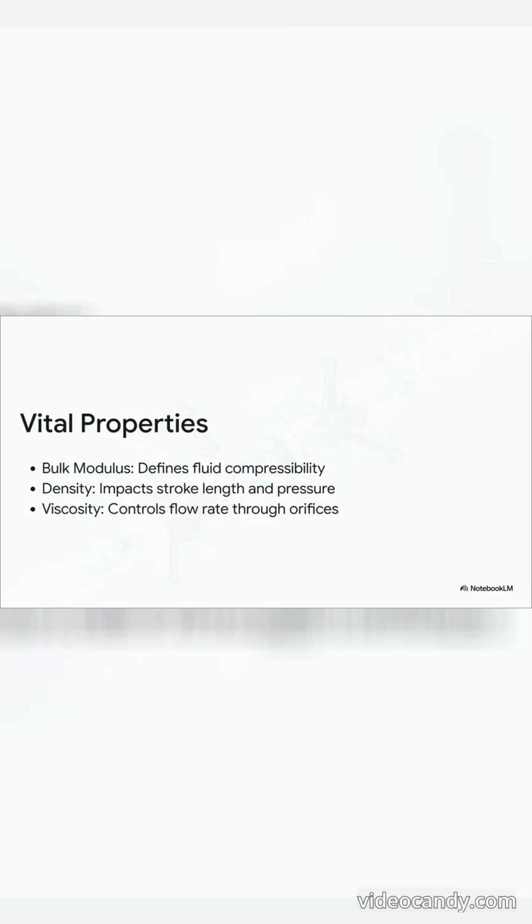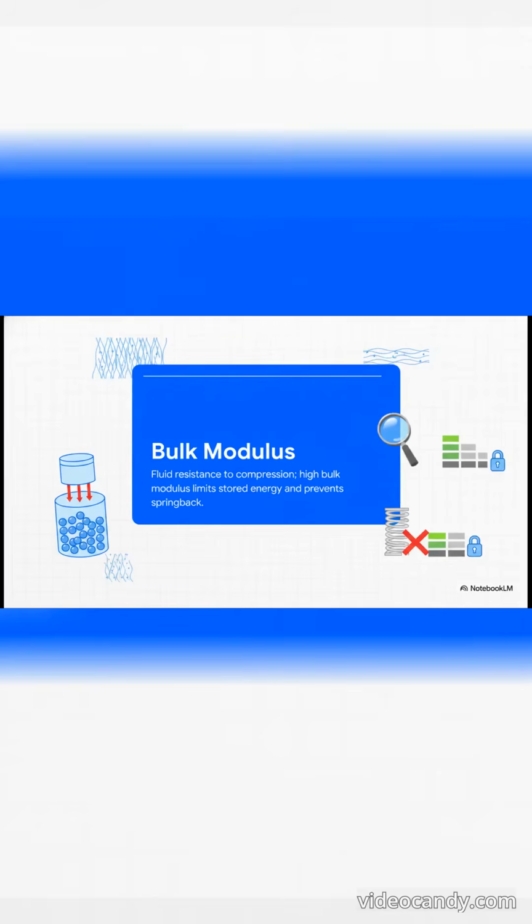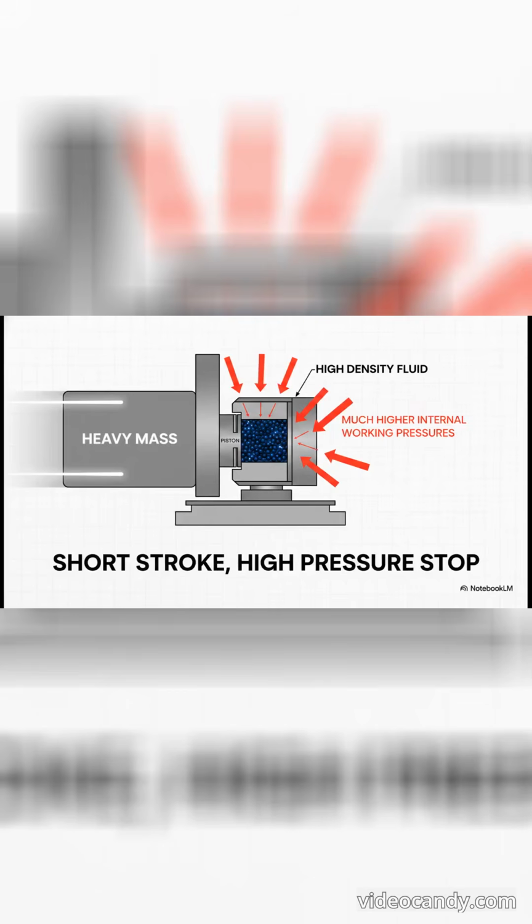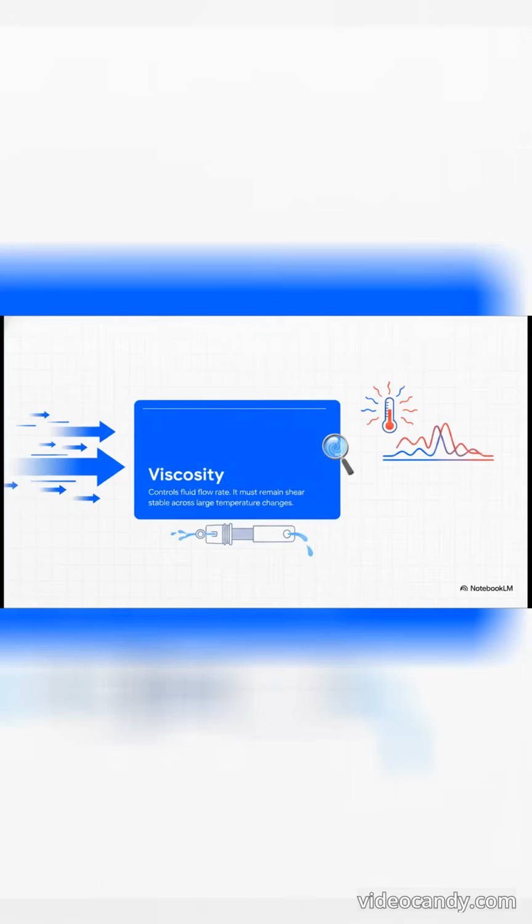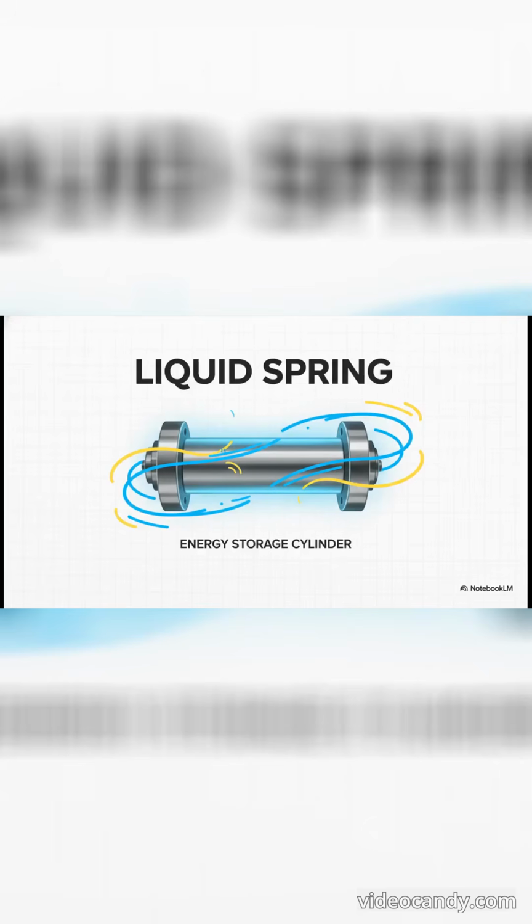Engineers have to perfectly balance three vital fluid traits: bulk modulus, density, and viscosity. A high bulk modulus means the fluid firmly resists compression, stopping unwanted energy storage and dangerous springback. Using higher density fluids allows for shorter physical stroke, but it demands much higher internal working pressures. Viscosity controls flow speed. Lower viscosity means faster strokes, but it must remain absolutely stable across extreme temperatures.